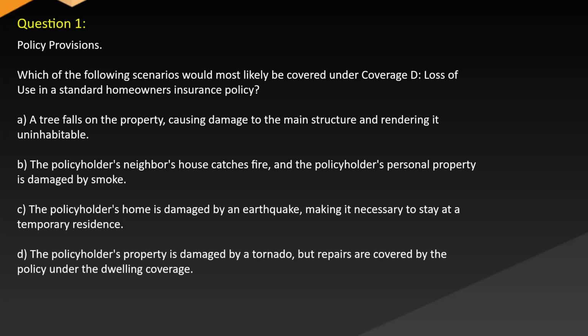Question 1. Policy provisions. Which of the following scenarios would most likely be covered under coverage D, loss of use, in a standard homeowner's insurance policy? A. A tree falls on the property, causing damage to the main structure and rendering it uninhabitable. B. The policyholder's neighbor's house catches fire and the policyholder's personal property is damaged by smoke. C. The policyholder's home is damaged by an earthquake, making it necessary to stay at a temporary residence. D. The policyholder's property is damaged by a tornado, but repairs are covered by the policy under the dwelling coverage.